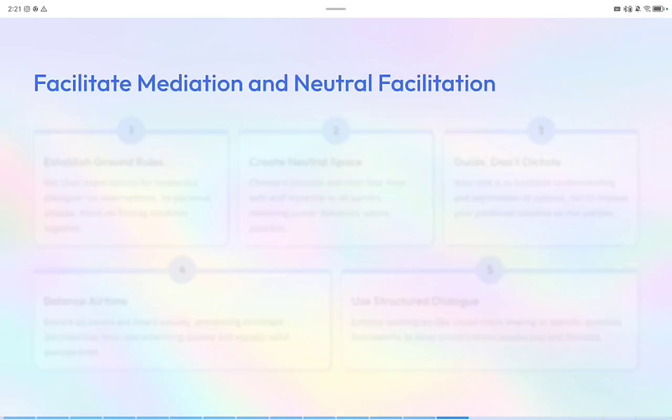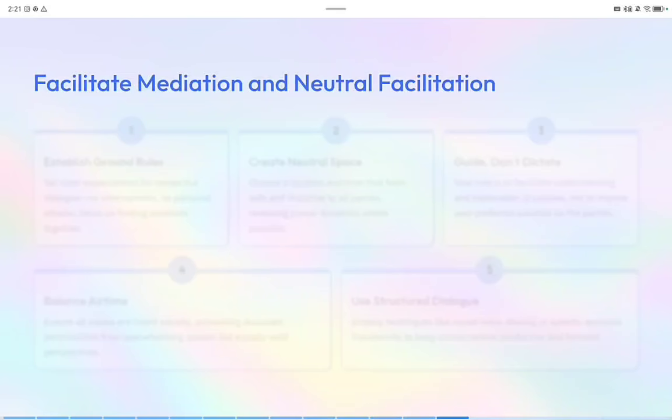As we spoke, the final step of facilitating mediation and neutral facilitation is extremely crucial for an effective problem solving. So, here are the 5 steps that I would recommend in facilitating any mediation session or being a neutral party as a leader in solutioning that problem, right?